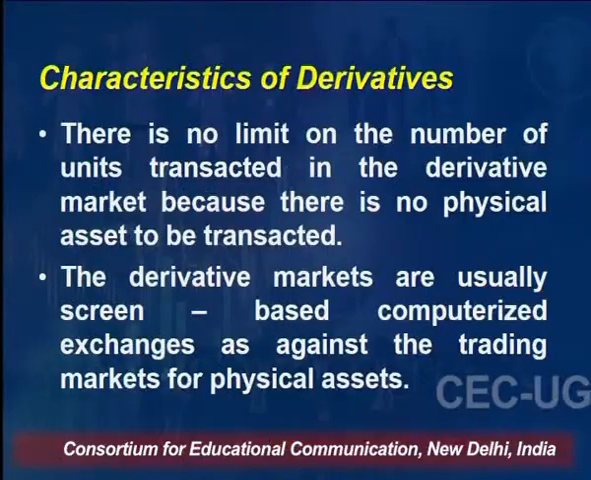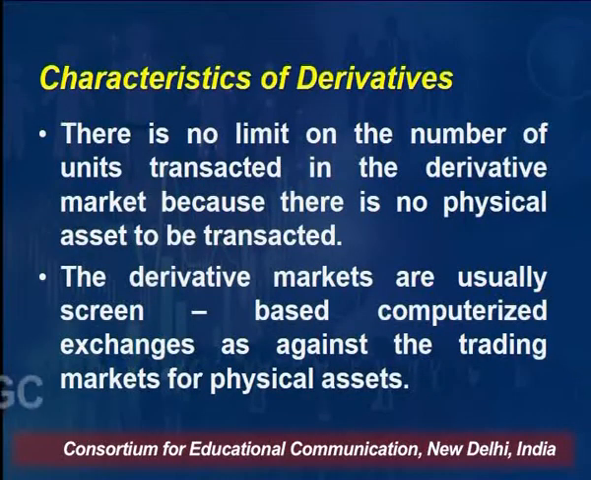The other important characteristic of the derivative market is that derivative markets are usually screen-based, computerized exchanges, as against the trading market for physical assets. When you go to the market to buy wheat, rice and so on, there is a physical market, and the purchase and sale of these commodities, gold and agri commodities takes place. But in the derivative market, they are traded through computerized exchanges.